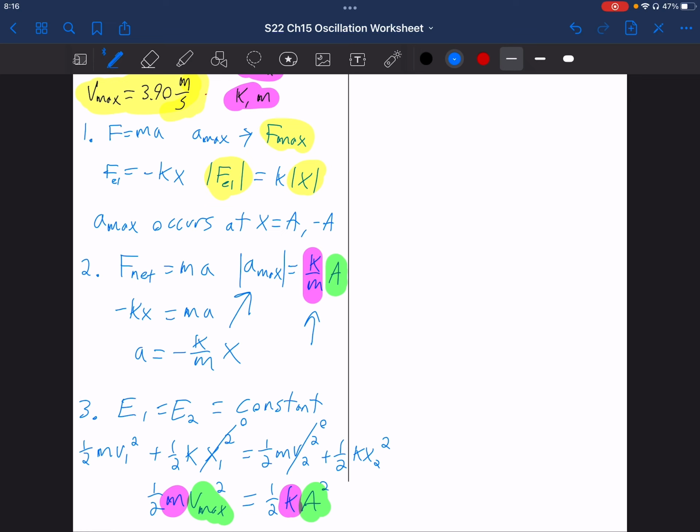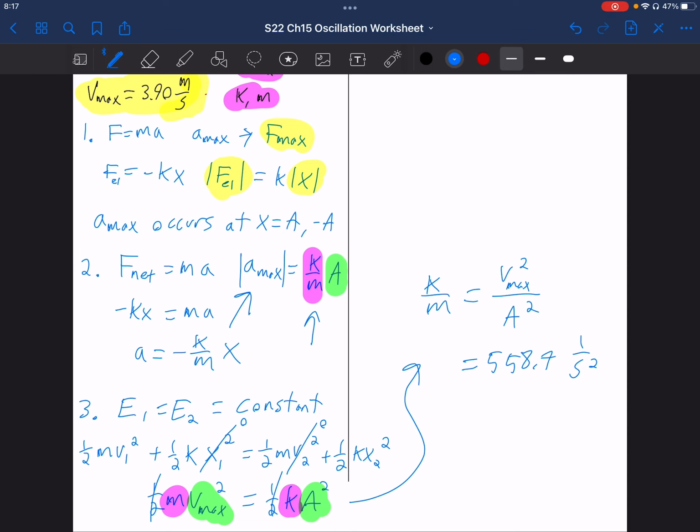So let's divide both sides of the equation by 1/2 so that the 1/2s just go away. And then, giving myself a little more space here, I can solve for k over m. That has to equal v squared, that's Vmax squared, divided by my amplitude squared. And I know both of those things. I can plug in and find that k over m has to equal 558.7, and the units end up being per second squared.